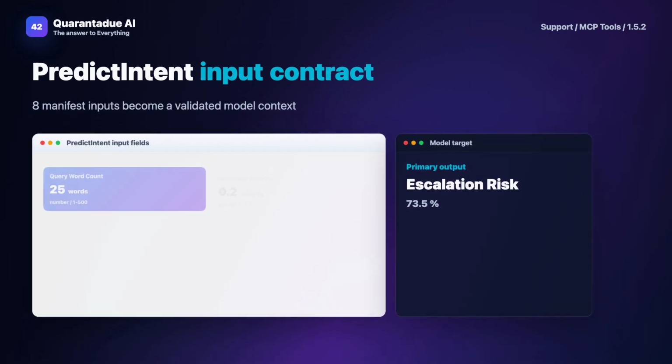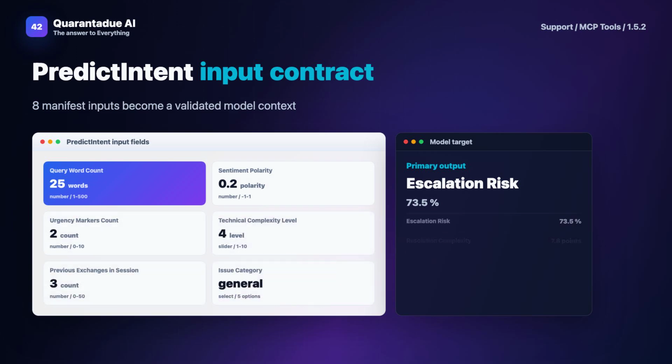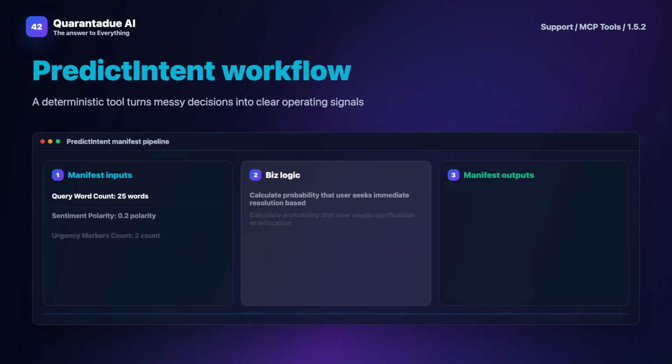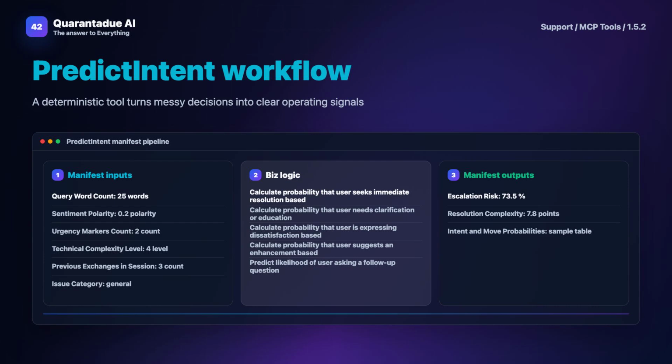The workflow then applies calculate probability that user seeks immediate resolution based on query length, sentiment, urgency indicators, technical depth, and issue category. Calculate probability that user needs clarification or education based on query parameters and issue category. Calculate probability that user is expressing dissatisfaction based on sentiment, urgency, and issue category. Calculate probability that user suggests an enhancement based on query content and issue category.